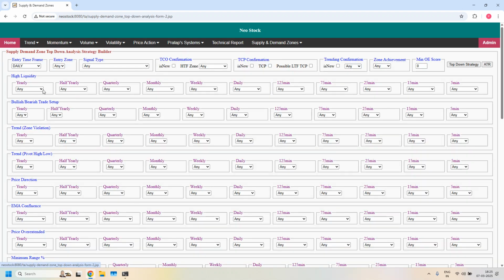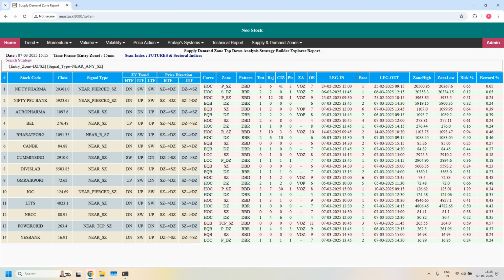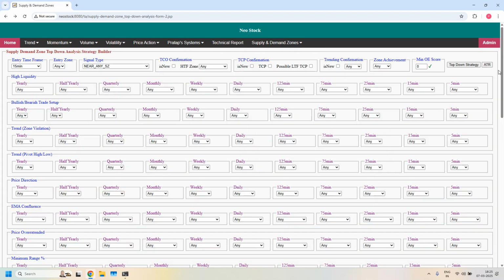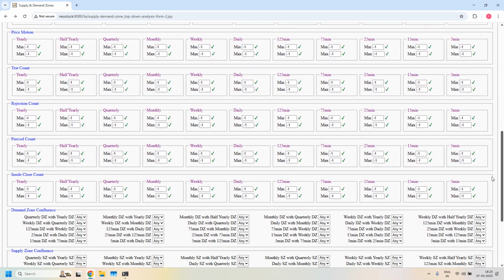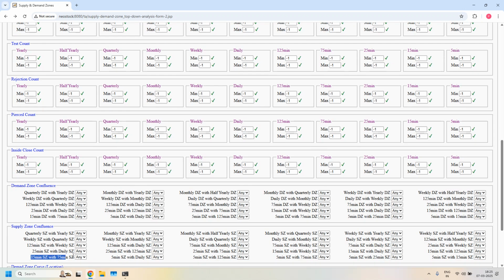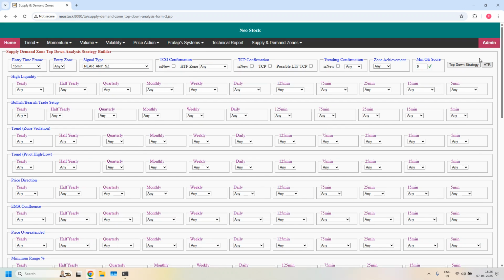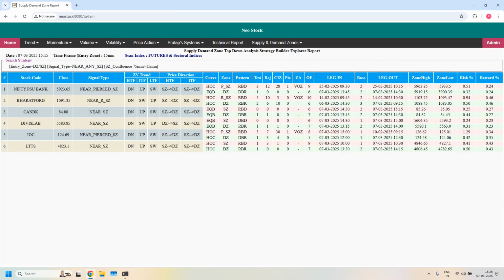Okay, next, for 15 minutes time frame, stocks near 15 minutes supply zone, we got 14 stocks. Let's verify out of these 14 stocks, how many are having ITF supply zone Confluence. That is 15 minutes and 75 minutes supply zone Confluence. I am enabling the filter. With this filter, we got 6 stocks.